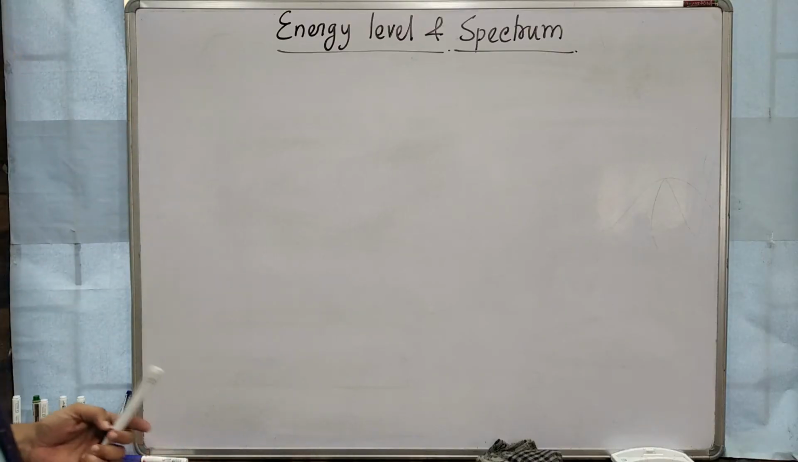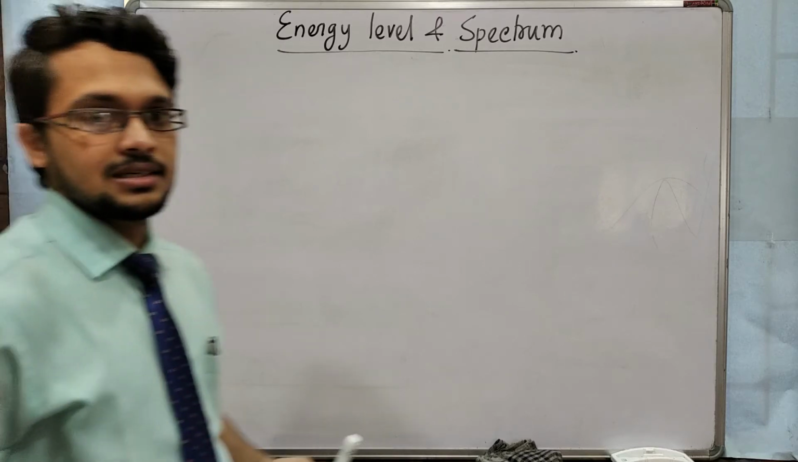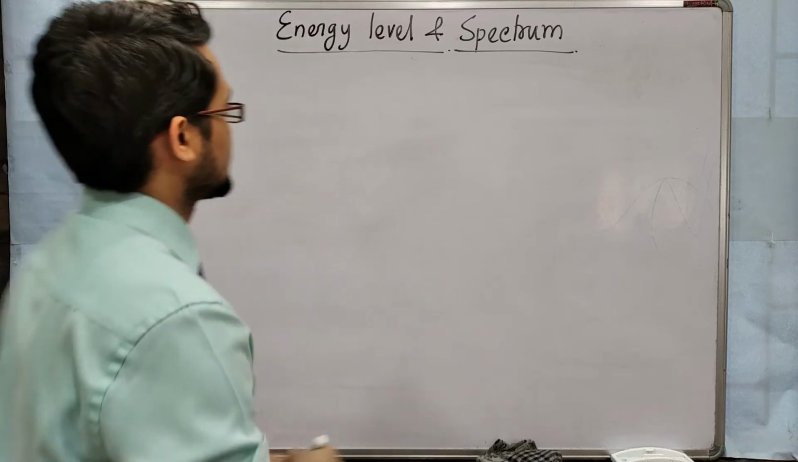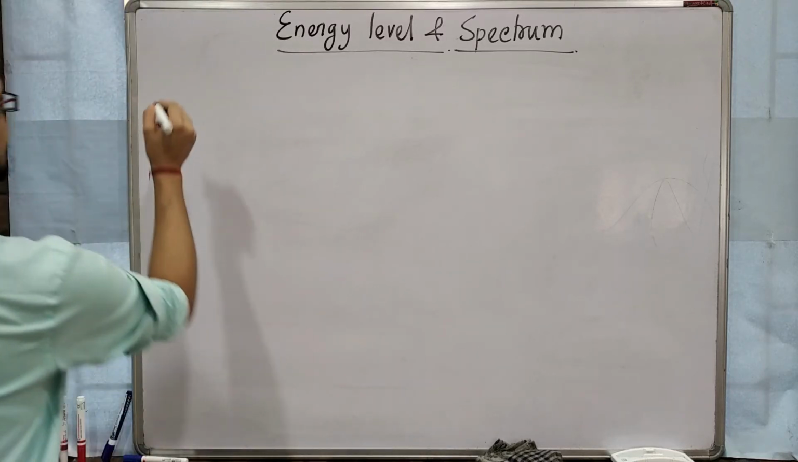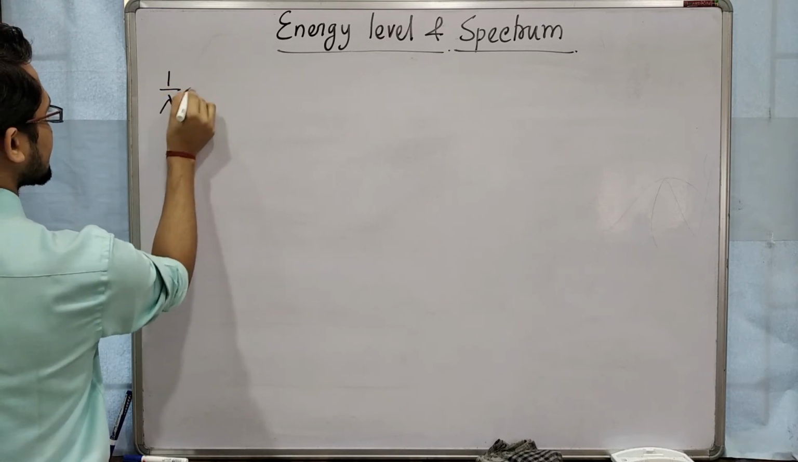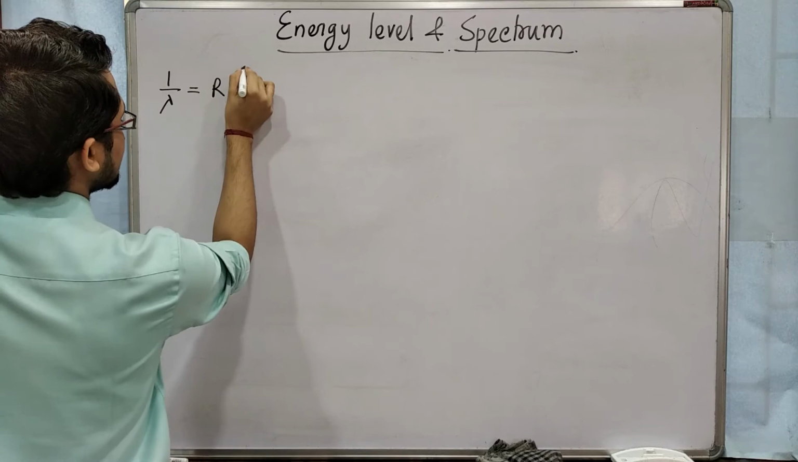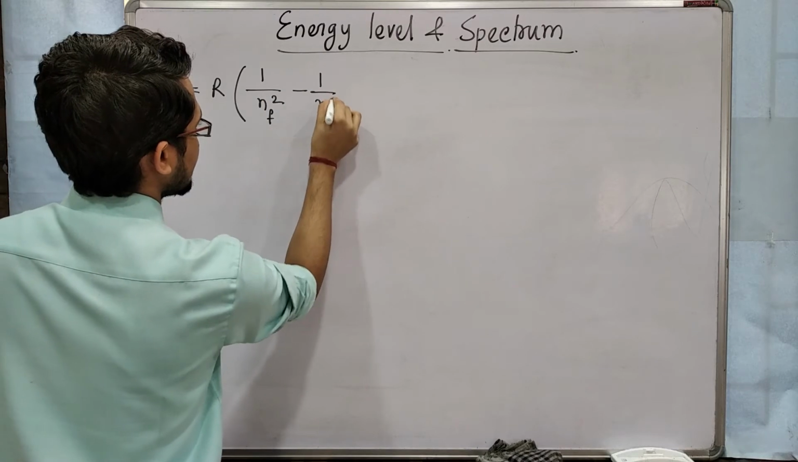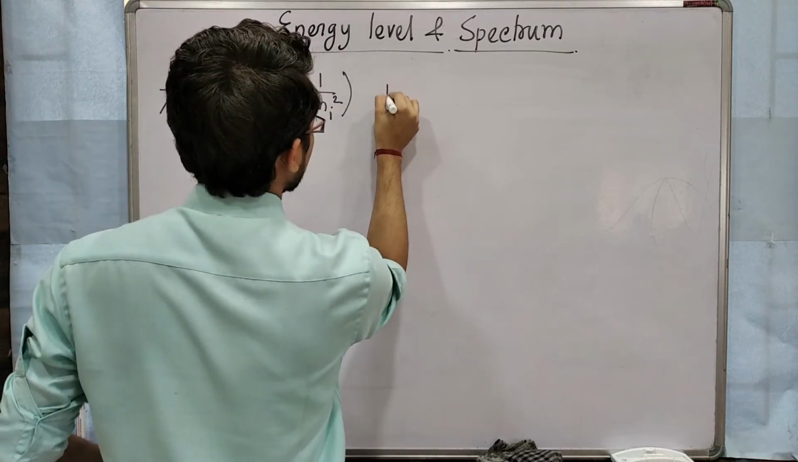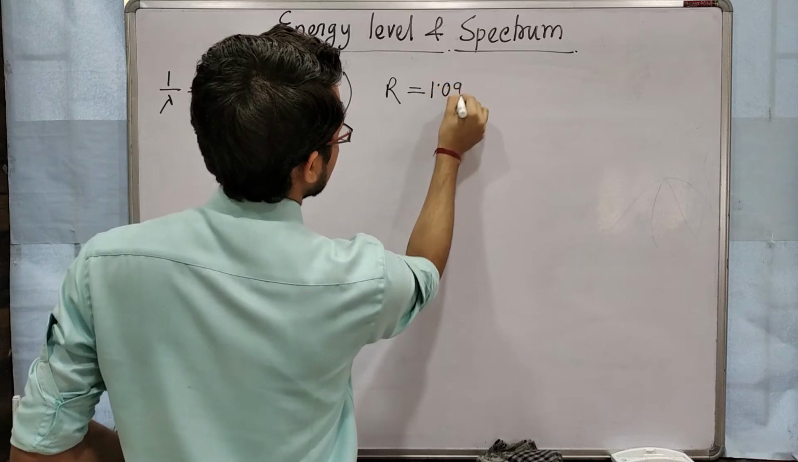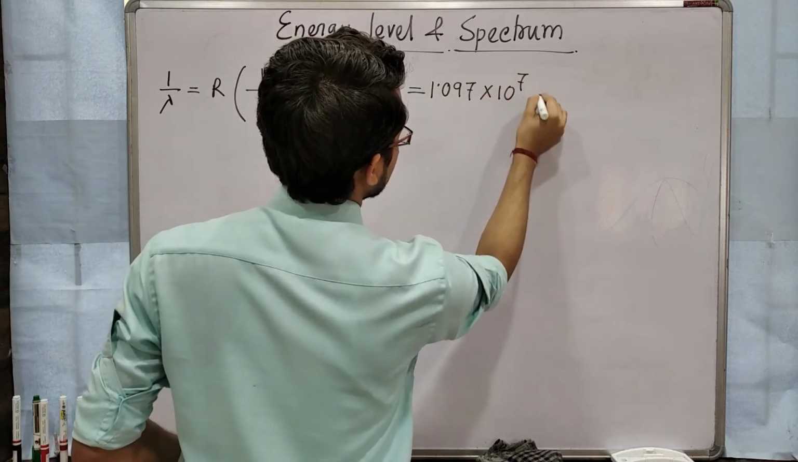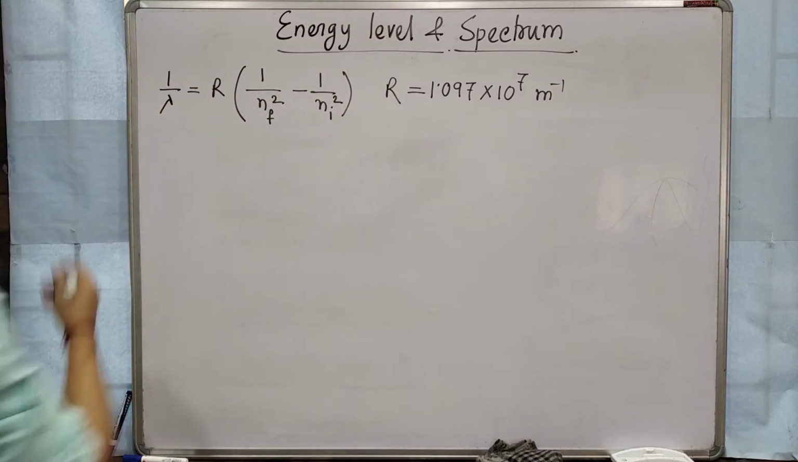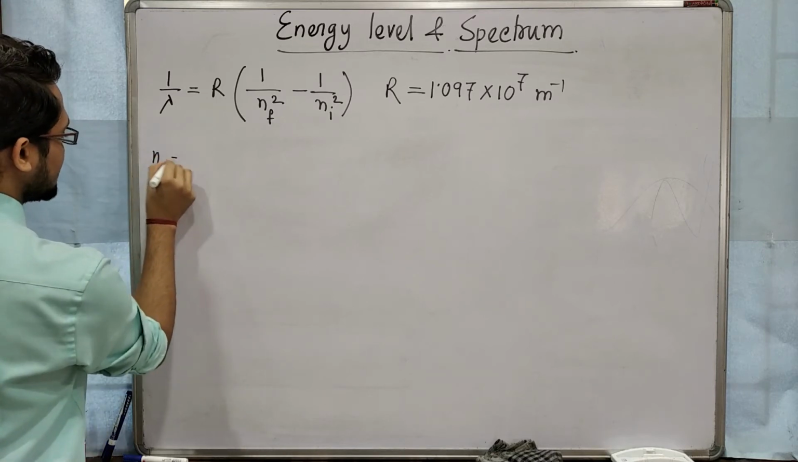Now we will see the second type of spectrum, for which the final energy state is n equal to 2. I am writing the formula again: 1 by lambda equal to R into (1 by nf square minus 1 by ni square), where Rydberg constant R equal to 1.097 into 10 to the power 7 meter inverse. Clear? So now nf, the final state, equals 2.